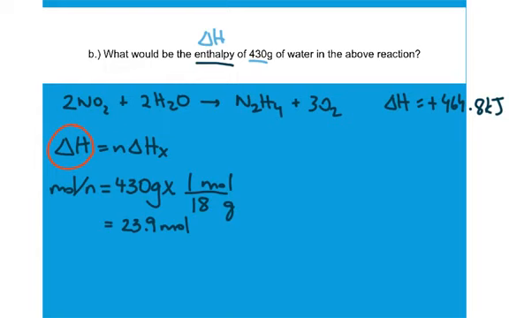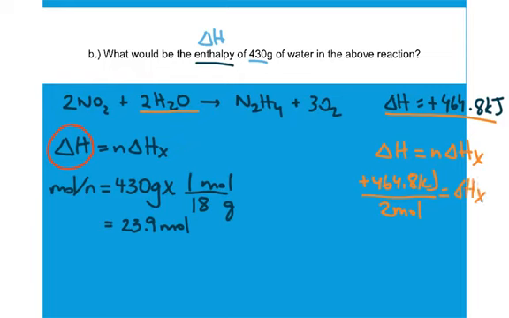Let's do a little side work for delta H x using our equation. So in this particular formula, 2 moles of water makes positive 464.8. I want to know what 1 mole of water makes. So again, using the same equation, but this time solving for delta H x, I can take my positive 464.8 divided by my 2 moles, since those two values go together according to my balanced equation, leaving me with positive 232.4 kilojoules per mole of water.